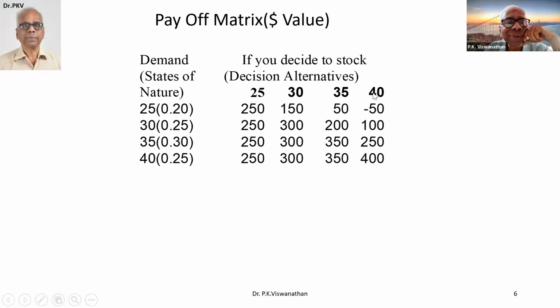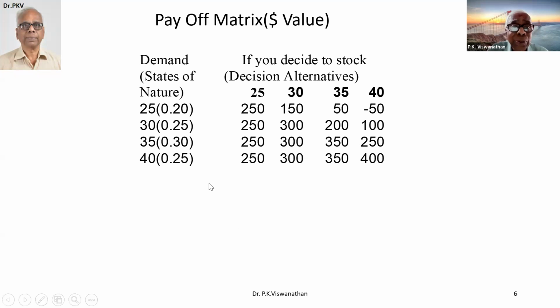Now 40 dozens, demand is 35. For 35, I make $350. 5 dozens excess, I lose 100. So 350 minus 100 is 250. This is what it is. Now 40 dozens is the stock. Demand is also 40. I can make 400. 40 into 10, $400.